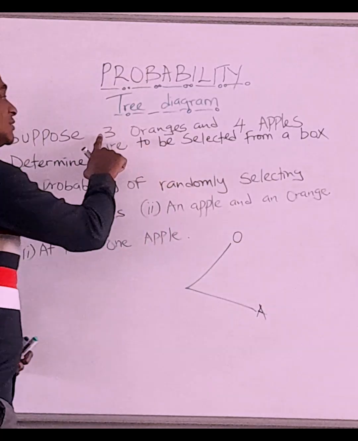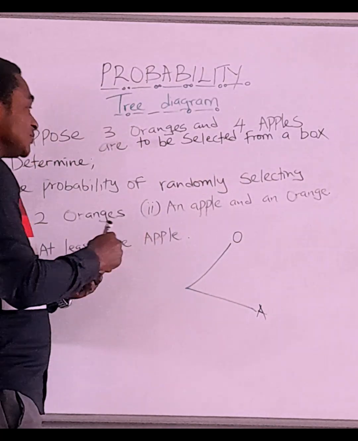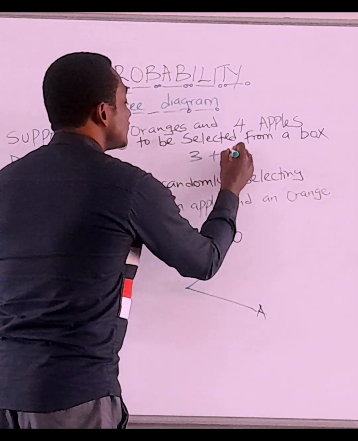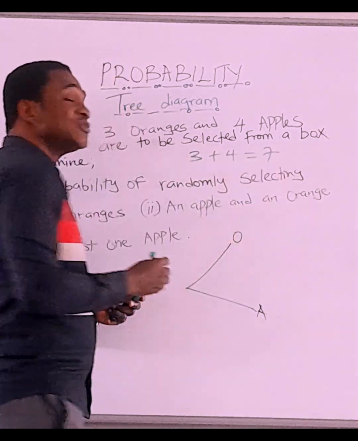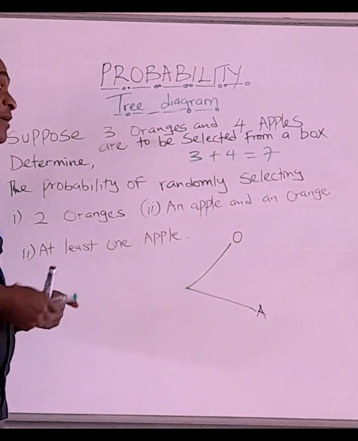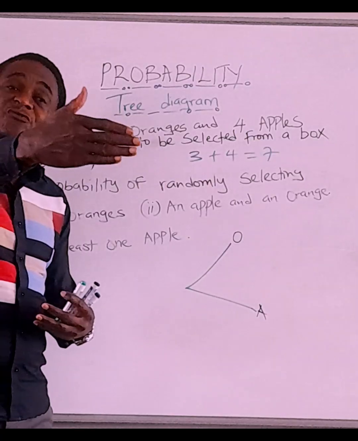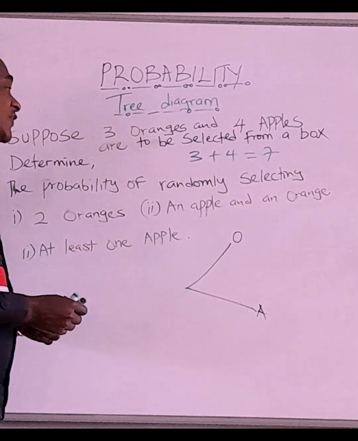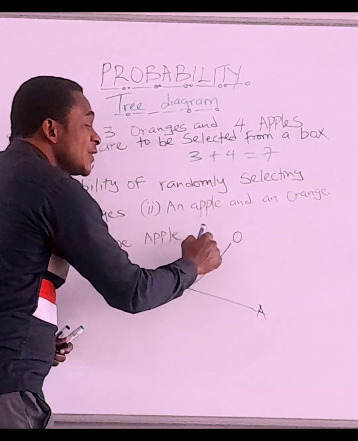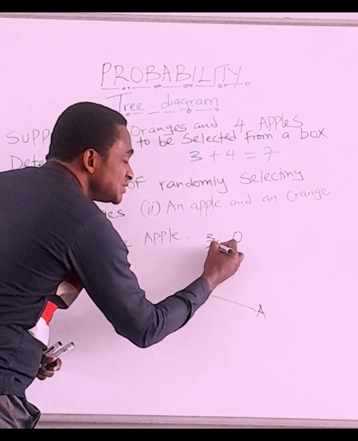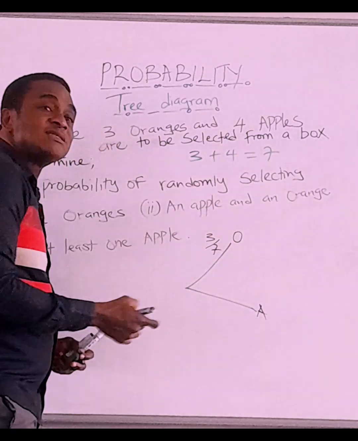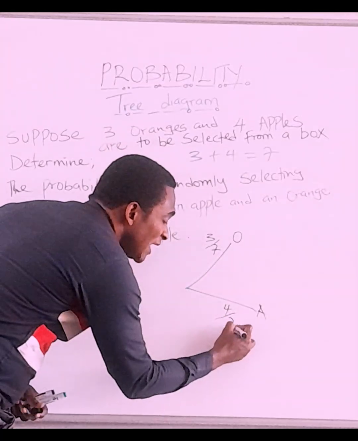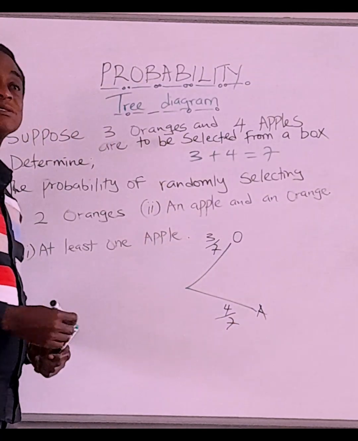Like I said, check the number of items given to you. They gave us 3 oranges and 4 apples, so 3 plus 4 is 7. That's the total number of outcomes. Remember, probability formula is number of possible outcomes for any event divided by the total number of outcomes. The number of possible outcomes when we are choosing an orange here is 3, and the total items we have in that box is 7. Here we also have 4 out of 7. This is the first action.